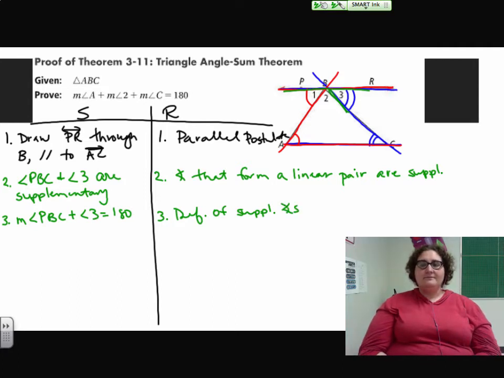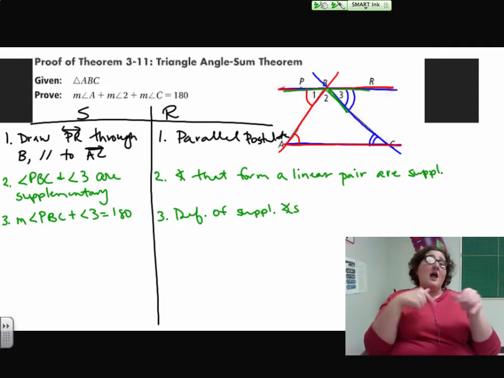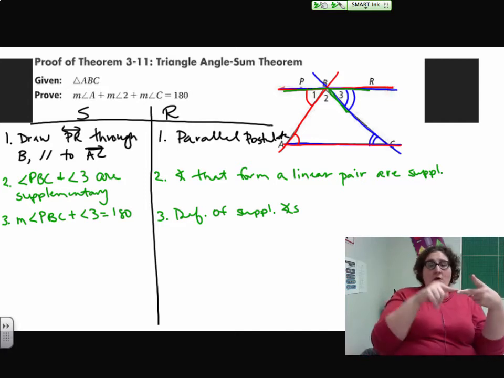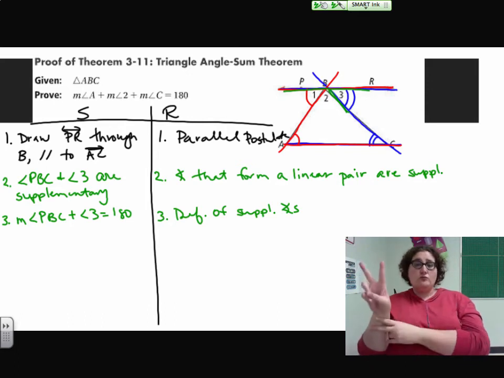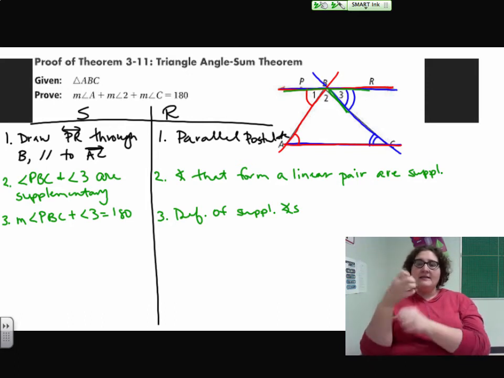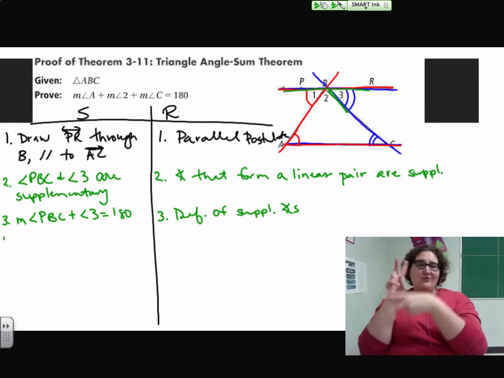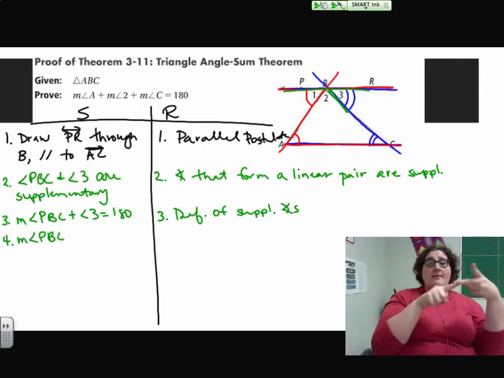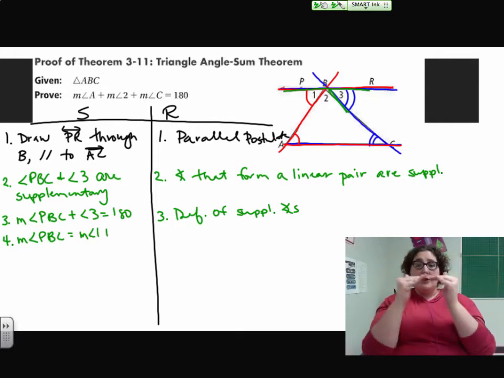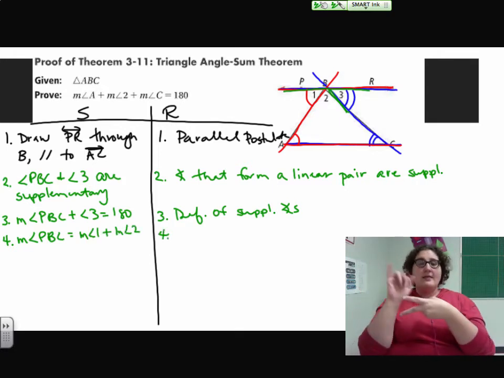Okay. Now, I also know that angle PBC is equal to the measure of angle 1 plus the measure of angle 2, because I need to get that I'm talking about angle 1 and 2 into my proof. So I'm going to say the measure of angle PBC is equal to the measure of angle 1 plus the measure of angle 2. And this is going to be by angle addition.